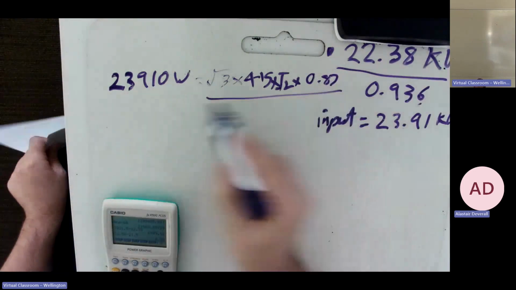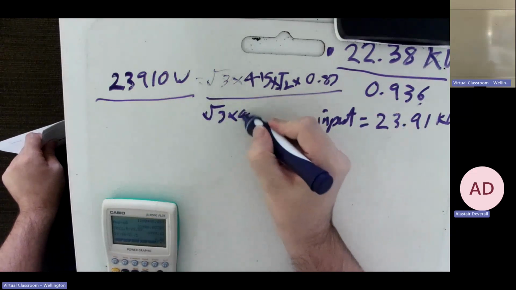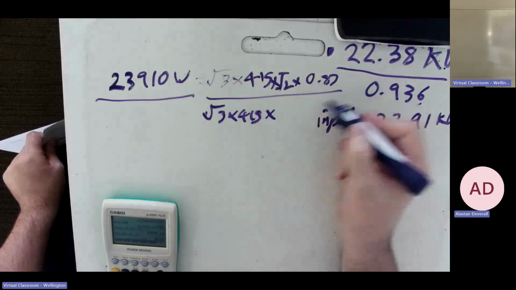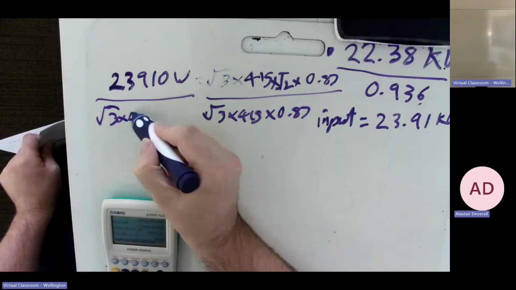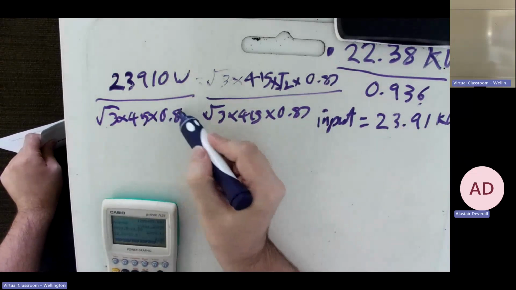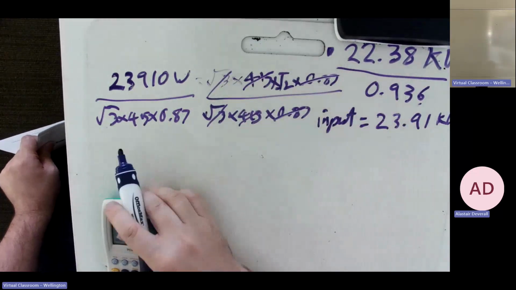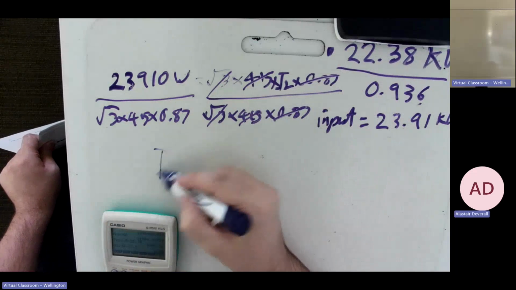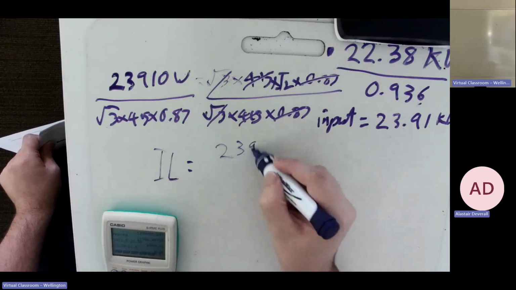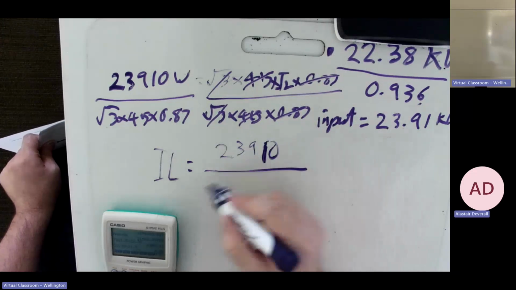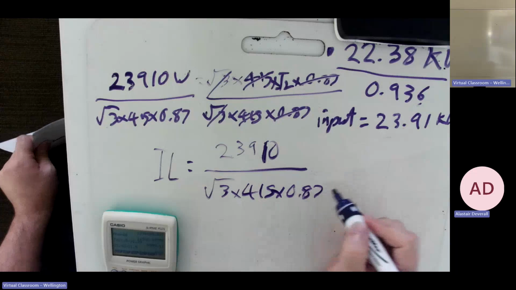Now we divide both sides by what we're trying to get rid of: √3 times 415 times 0.87. The √3's cancel, the 415's cancel, the 0.87's cancel. So we end up with I line equals 23910 over √3 times 415 times 0.87.